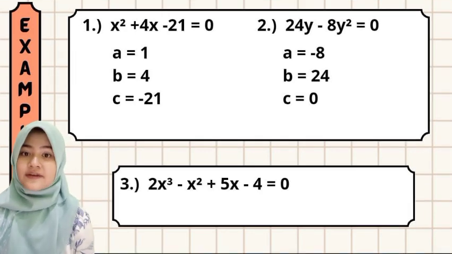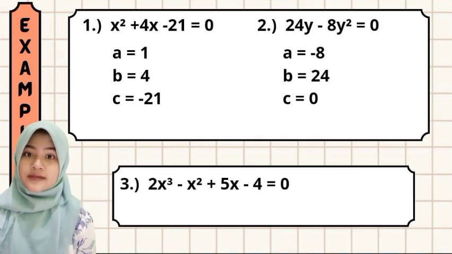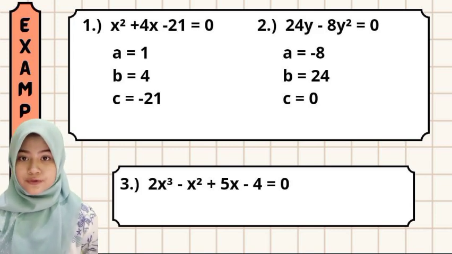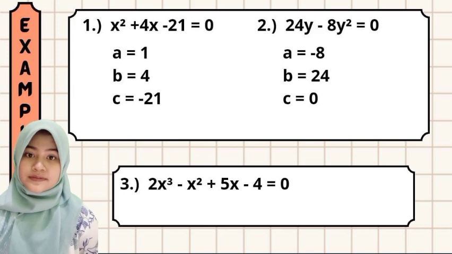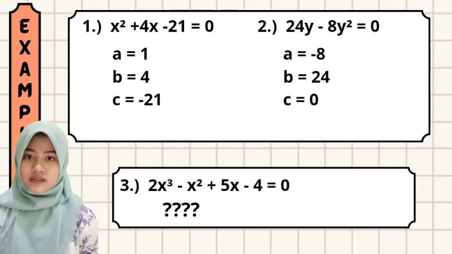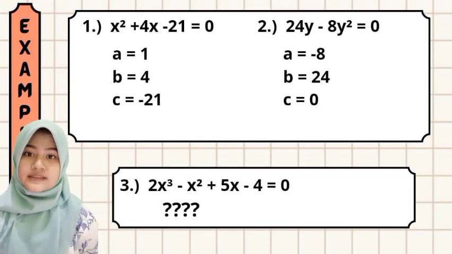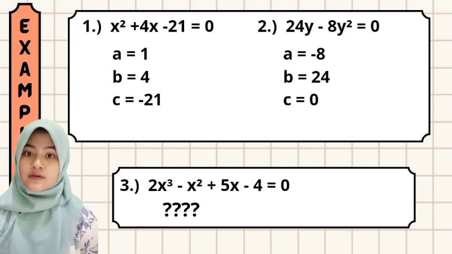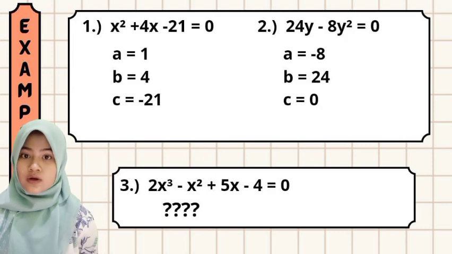And the last example on this slide is 2 times x to the power of 3 minus x to the power of 2 plus 5 times x minus 4 equals 0. Here we see that the highest power is 3, whereas in a quadratic equation, the highest power required is 2. So, this is not an example of a quadratic equation.